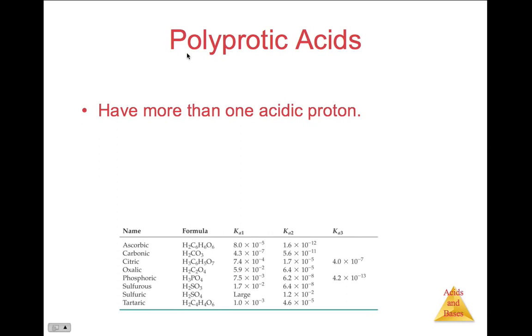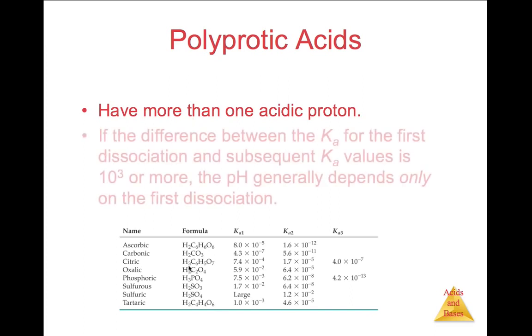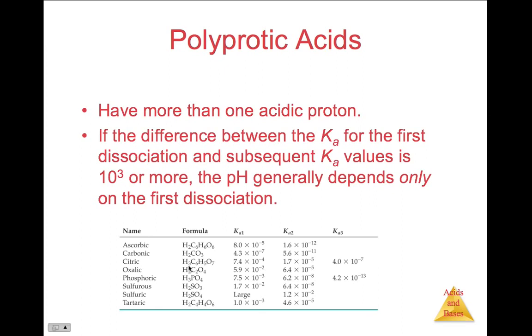So going back, we talked about monoprotic acid, but what about acids that have more than one acidic proton? These are some examples right down here: carbonic, citric, oxalic, phosphoric, sulfurous, sulfuric, tartaric. Okay, you can see they have more than one H in their formula. If the difference between the Ka for the first dissociation and the subsequent Ka values is 10 to the third or more, the pH generally only depends on the first dissociation, which will become very, very important when we do calculations using Kas to find the pH of a particular acid.